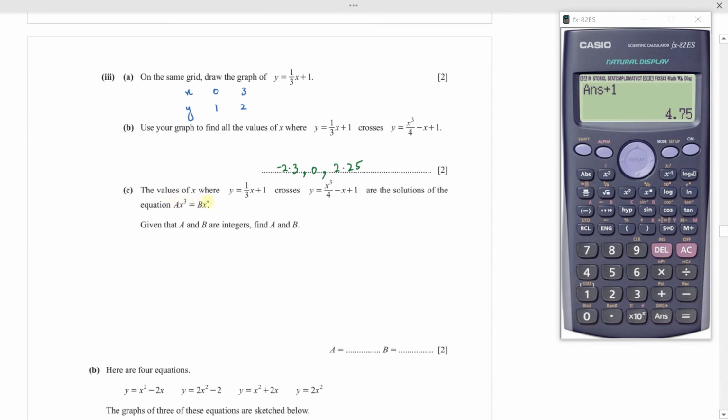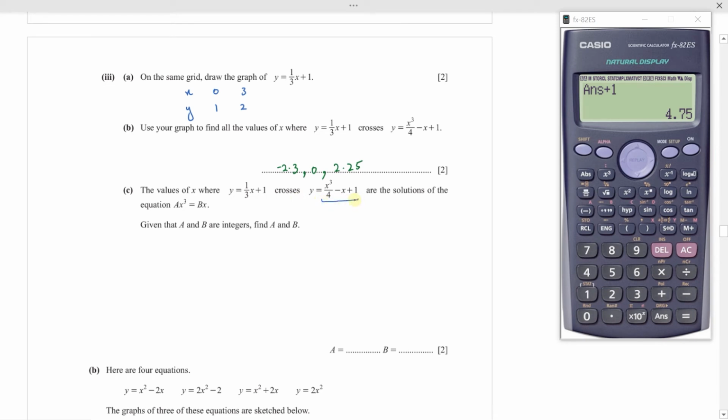The next part is the values of x where the line crosses the curve are the solutions of the equation ax cubed equals bx. Given that a and b are integers, find a and b. So that means if we solve these two equations simultaneously and eliminate the variable y, I will get this equation, ax cubed equals bx. So I have y equals 1 over 3 x plus 1 and y equals this. I can use the substitution method to solve these equations simultaneously.